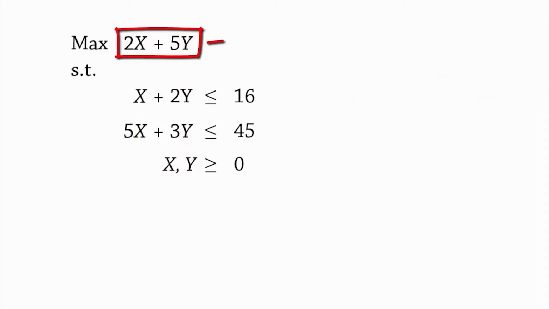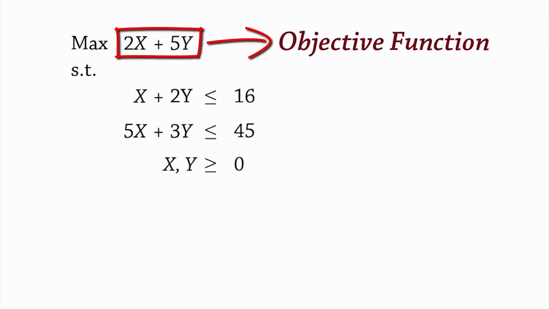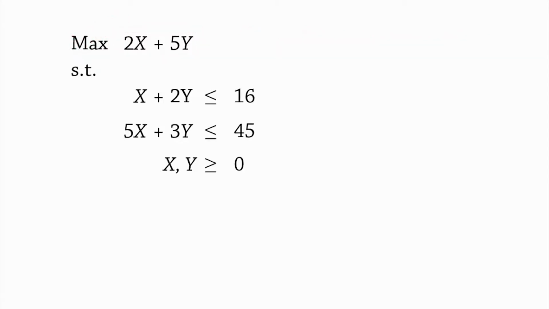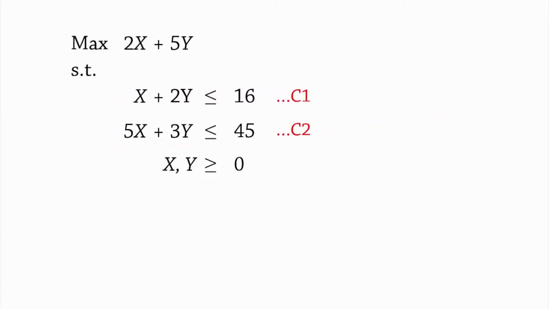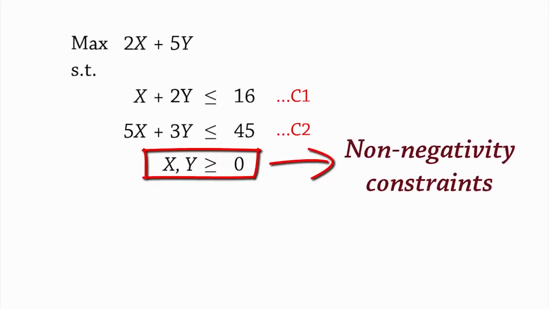The 2x plus 5y here is referred to as the objective function, which we want to maximize. In linear programming, we either maximize or minimize the objective. The next two lines are called constraints. They are restrictions that shape how you attain the objective. Let's call them C1 and C2 for reference purposes. Since we're dealing with real-life objects, we do not expect them to have negative values. So the last line here tells us that both x and y have to be greater than or equal to 0. We call them the non-negativity constraints.